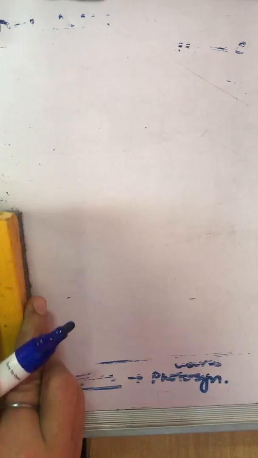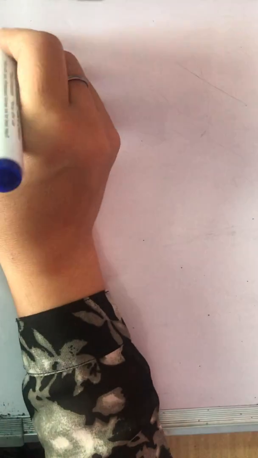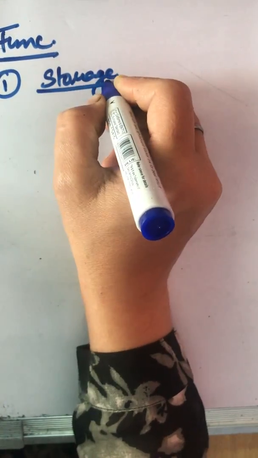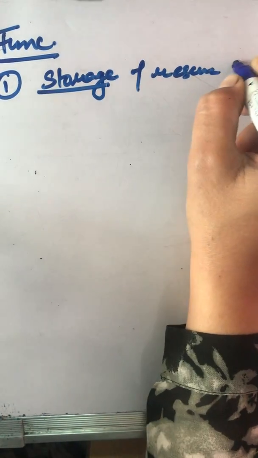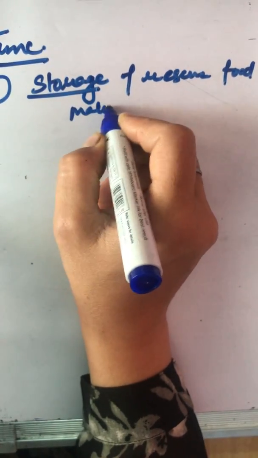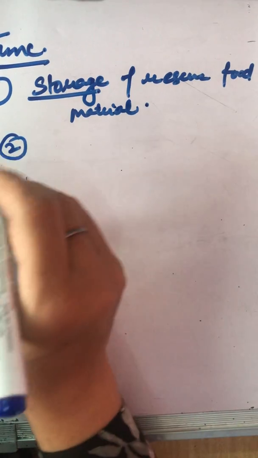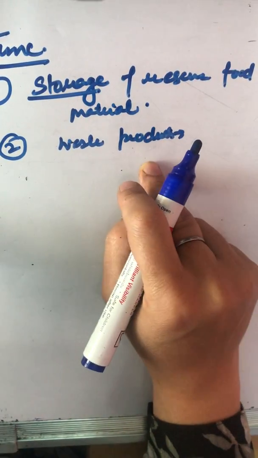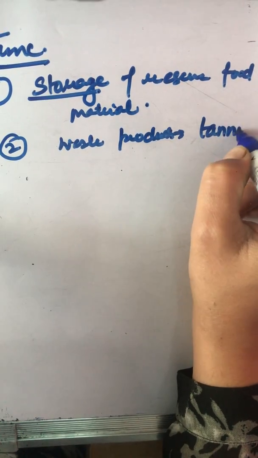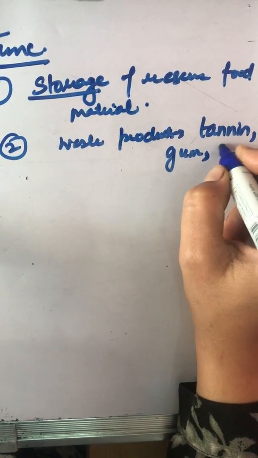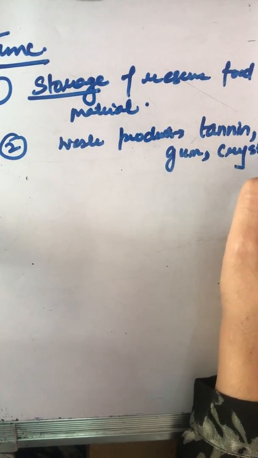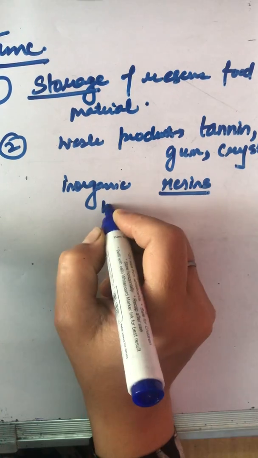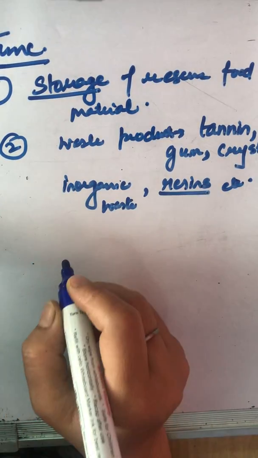So the first one is functions, storage, that means assimilation and storage of reserve food material. Right? Second, store waste products also. What kind of waste products? The waste products which are waste for the plant, like tannin, gum, crystals, resins, inorganic waste. Clear? Etc.